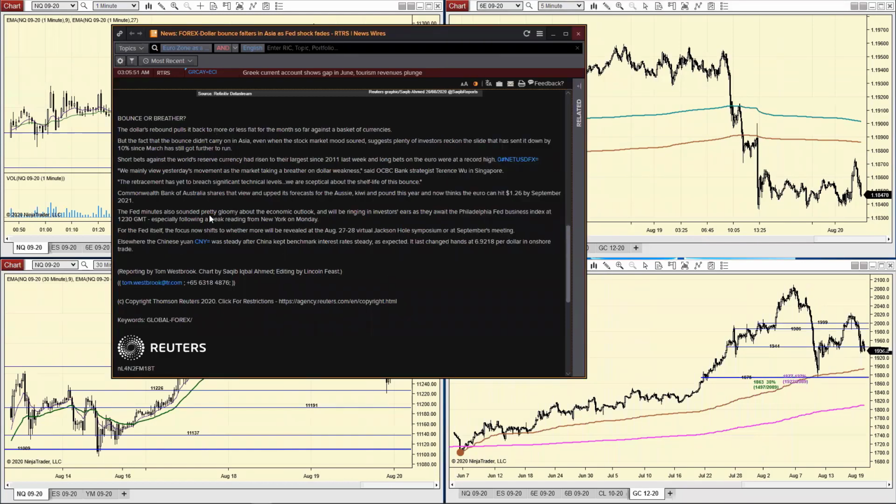Fed minutes also sounded pretty gloomy about the economic outlook and will be ringing in investors' ears as they weigh the Philly Fed Business Index at 12:30 GMT, especially following a weak reading from New York on Monday. For the Fed itself, the focus now shifts to whether the move will be revealed at the August 27th through 28th virtual Jackson Hole Symposium or at September's meeting.